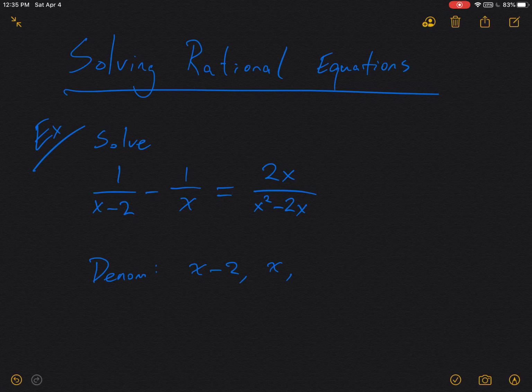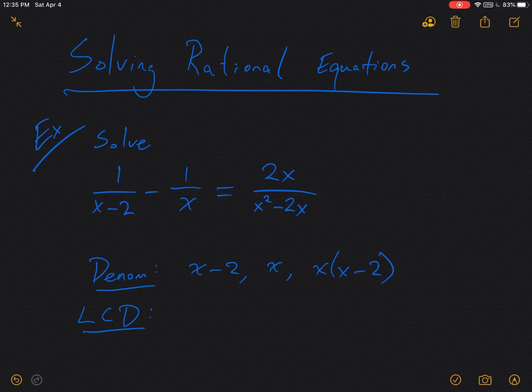So I'll write the first two denominators as they are, but the last denominator, I notice I can factor as an x times x minus 2. So these are the three denominators that appear in this problem. And just like with our approach with linear equations, to kill all of the fractions, I just want to multiply both sides of the original equation by the least common denominator. So let's find the least common denominator.